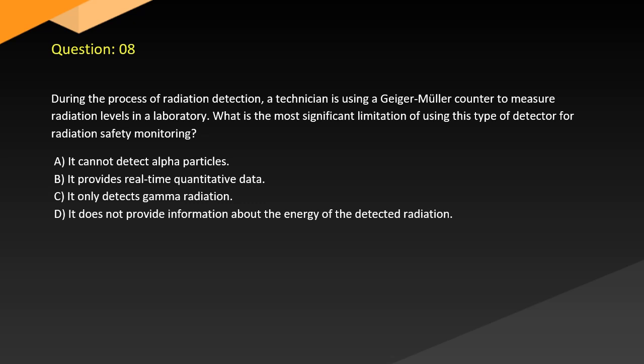Question 8. During the process of radiation detection, a technician is using a Geiger-Müller counter to measure radiation levels in a laboratory. What is the most significant limitation of using this type of detector for radiation safety monitoring? A. It cannot detect alpha particles. B. It provides real-time quantitative data. C. It only detects gamma radiation. D. It does not provide information about the energy of the detected radiation.